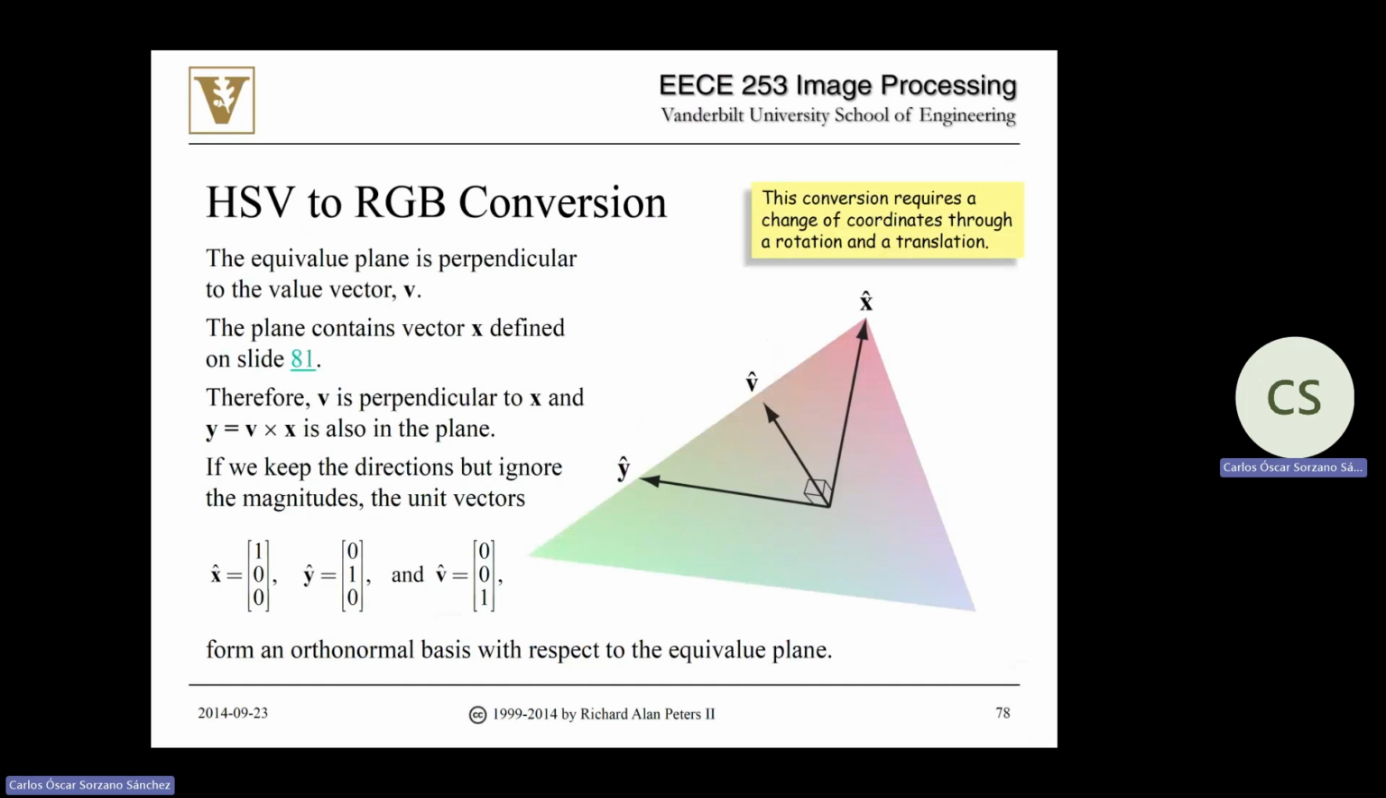Okay, then in the XYV coordinate system, what are the directions of X, Y, V? In that coordinate system, which is the standard one, they are 1, 0, 0; 0, 1, 0; 0, 0, 1. But we want to find the correspondence between this coordinate system and the Cartesian RGB coordinate system. That is what we will do now.